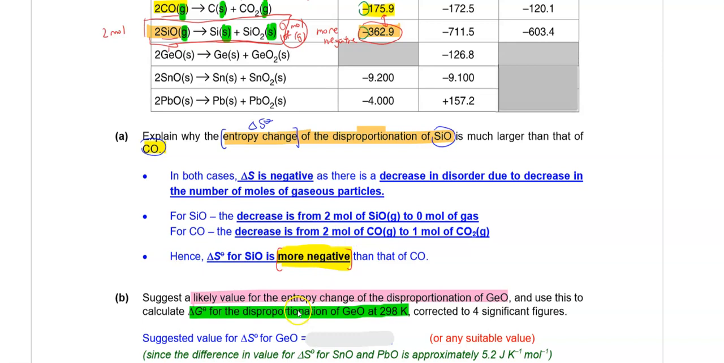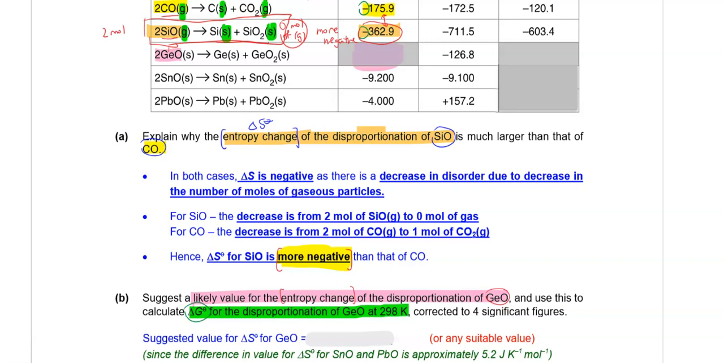For 4B, we are supposed to suggest an entropy change for the disproportionation of germanium oxide. Germanium oxide is here, and you can see that this is blank, waiting for us to fill up. Using this value, we're supposed to calculate the delta G of this reaction. There are of course various ways to compare to get a value. One way is to look at the comparable reactions.